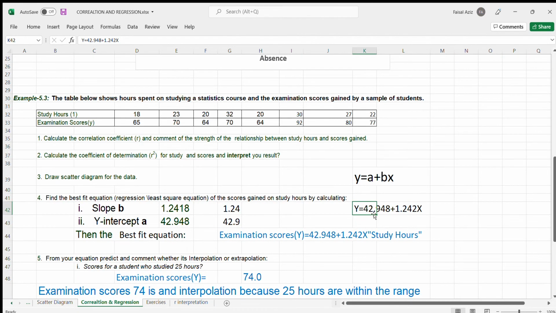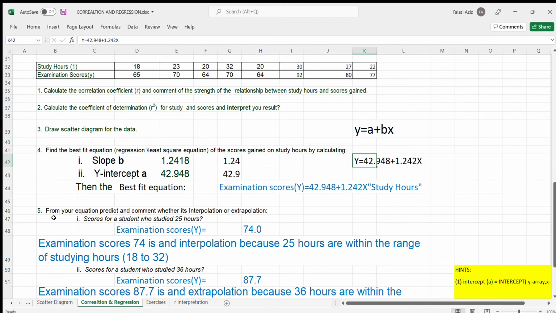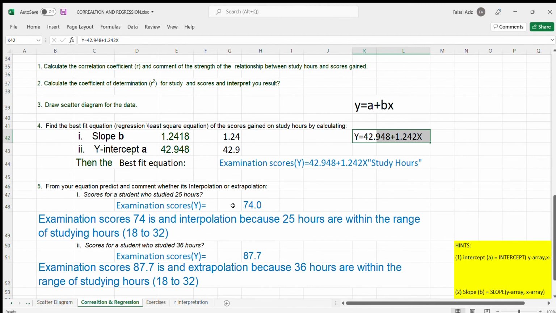After getting this equation we need to form this regression equation. We have already formed this regression equation with the help of the slope and intercept values. If you look at the other requirement, from your equation predict and comment whether it is interpolation or extrapolation, a score for a student who studied 25 hours. It's very important, and we need to know about this.